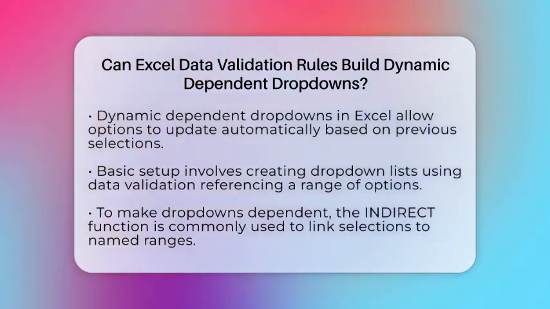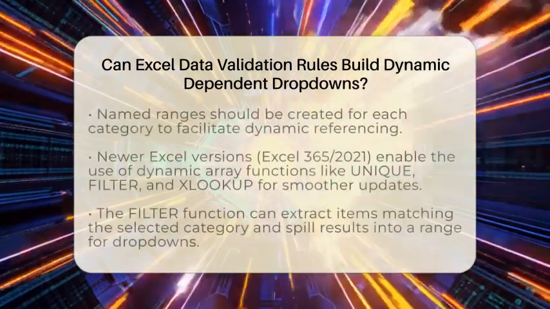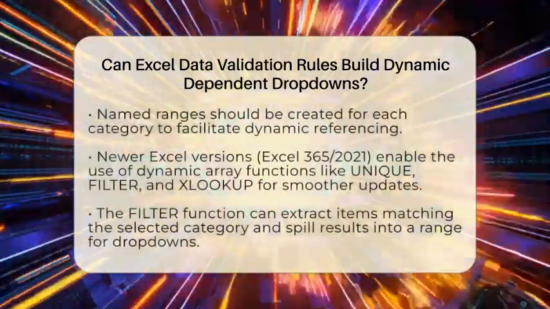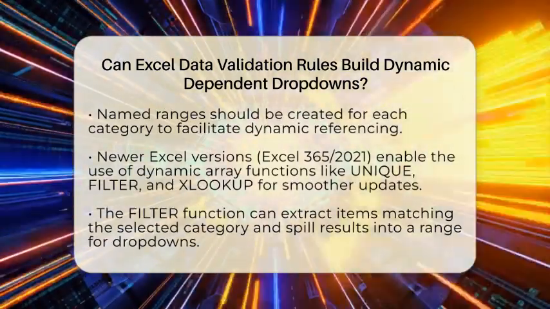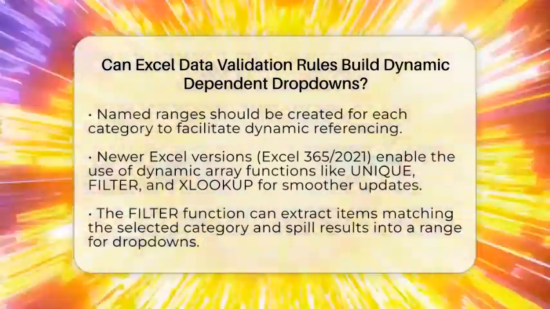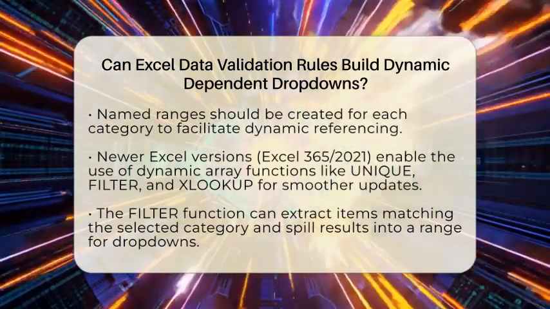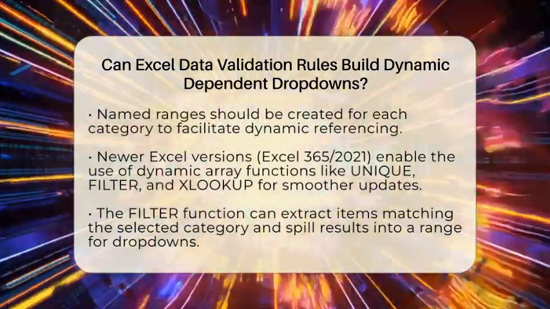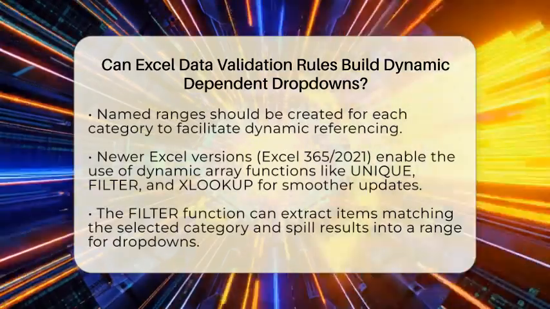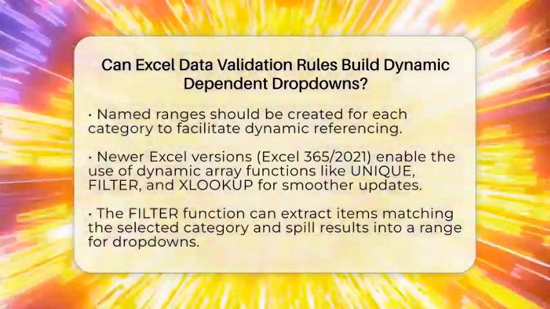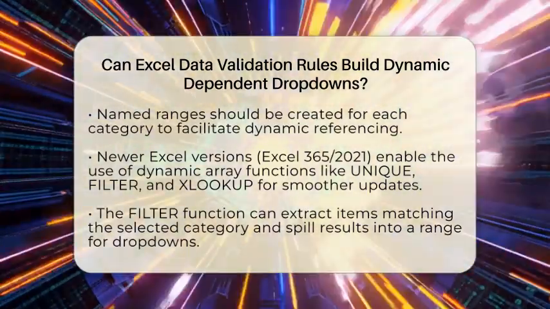For example, if you have a primary drop-down where you pick a category like fruits or vegetables, the secondary drop-down can use INDIRECT to refer to a named range that matches the selected category. You need to set up named ranges for each category beforehand. When you select fruits, the secondary drop-down will only show items from the fruits named range.